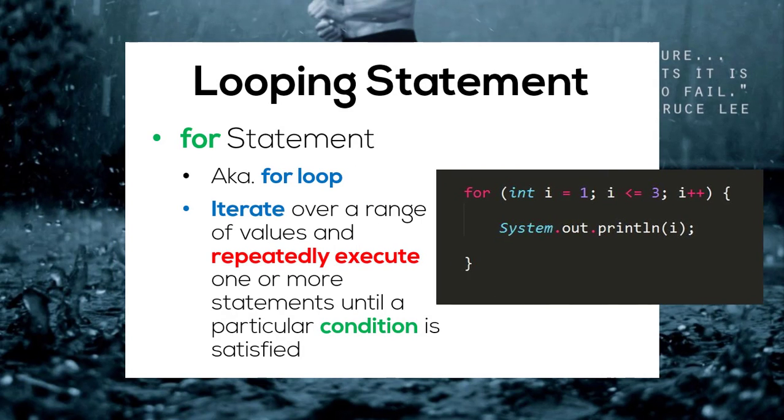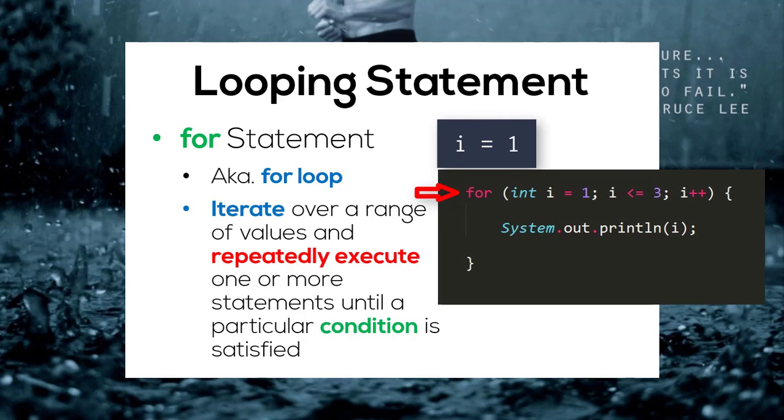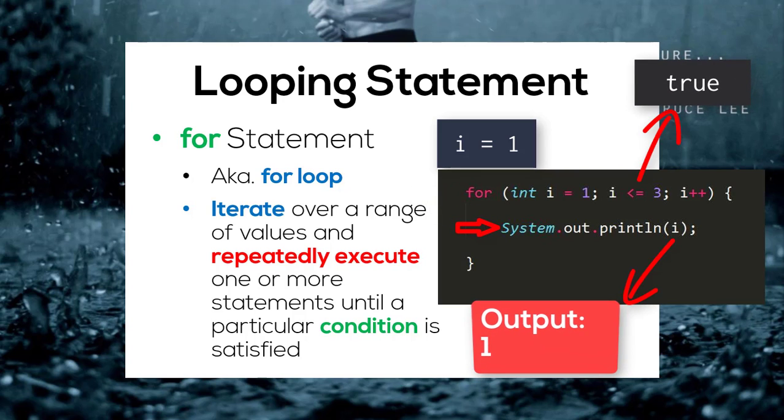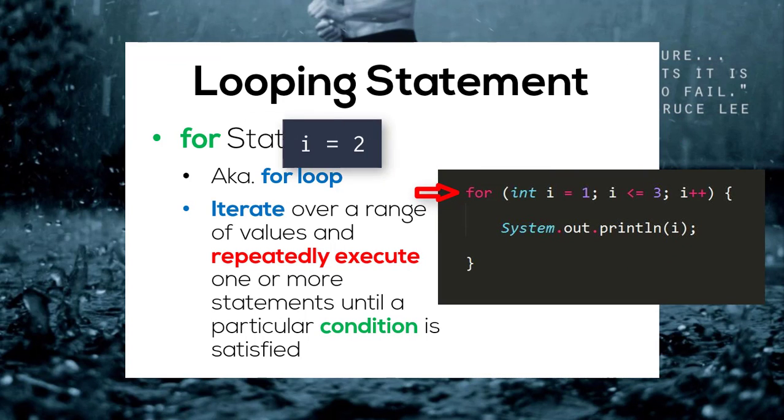Now let's take a look at this example where we're gonna display numbers from 1 to 3 on the screen. Alright, so first thing first, when the loop begins, it will declare and initialize the loop control variable by setting i equals to 1. And since i is less than or equals to 3, the value of i will then be printed on the screen. After that, the variable i will be incremented by 1.